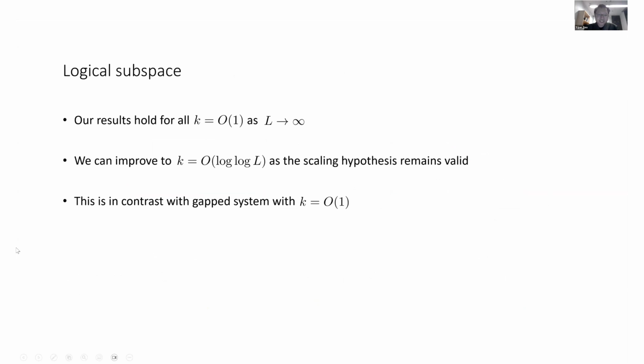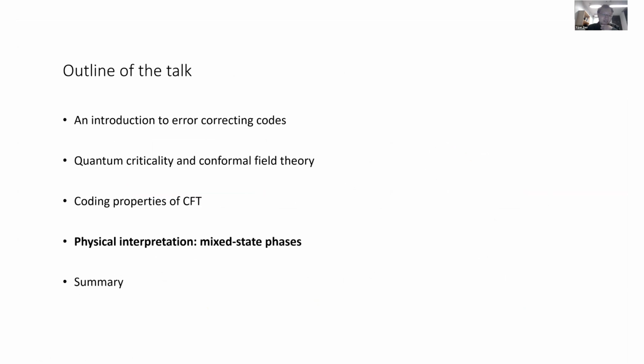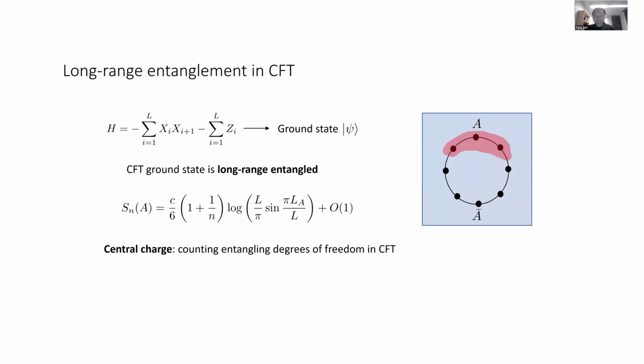And also, as I just answered Wenwei's question, you can make the logical subspace a little bit larger than order 1, but not too much. Okay, and finally, I will use 2 more minutes to go through the physical part of the story. So why does that ever happen? Why is X error not correctable while Y and Z are correctable?